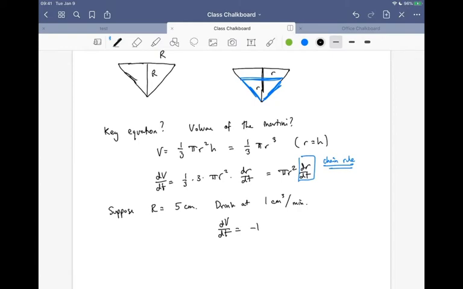Yeah, so why negative 1? Why does it have to be negative? Well, okay, so dr dt will be negative because dv dt is negative, but that doesn't answer the question why dv dt is negative in the first place. Yeah. All right, that's probably the best way I can think to.